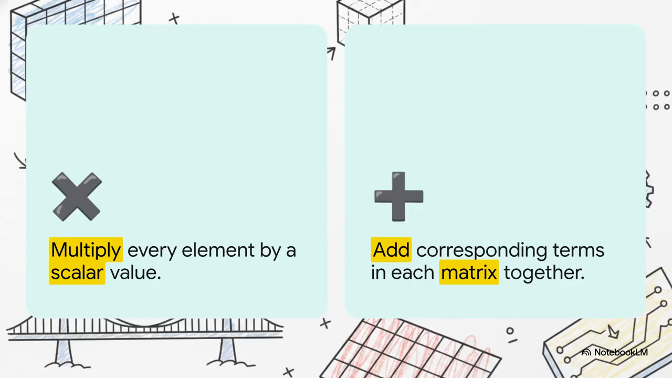So the crucial takeaway here is that whether you're scaling forces or adding displacements, you apply the operation to the corresponding individual elements. For scalar multiplication, that outside value scales every single entry inside the matrix. For matrix addition, you just add the term in row 1, column 1 of the first matrix to the term in row 1, column 1 of the second matrix, and so on. It is highly systematic and perfectly orderly.